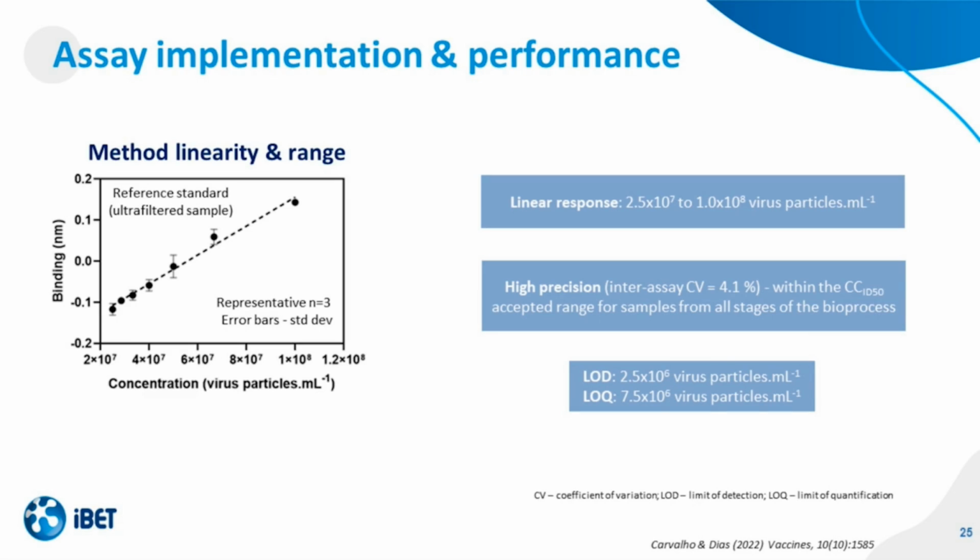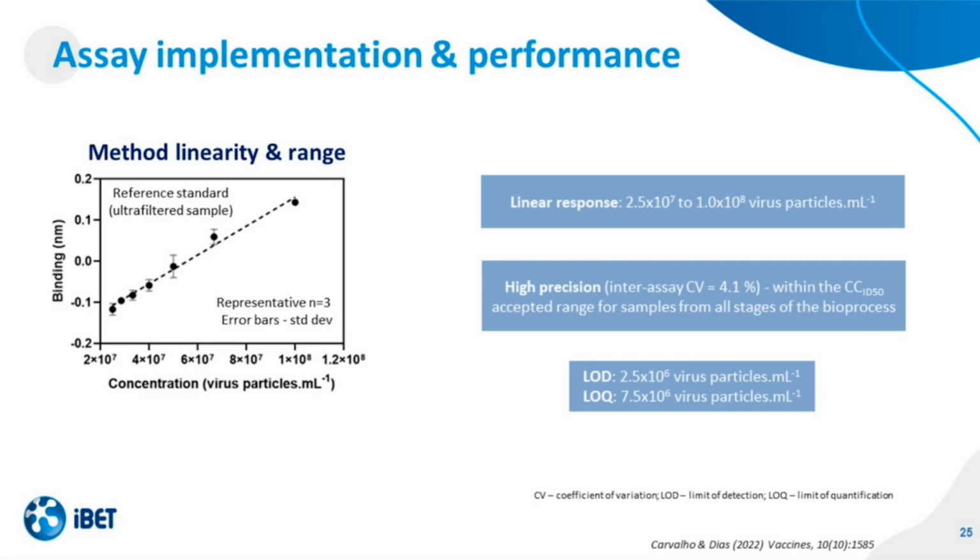We used our reference standard, which was a sample from the bioprocess that was previously quantified by the CCID50 method, to establish a calibration curve. And the assay presented a linear response range within 2.5 x 10^7 to 1 x 10^8 particles per ml for the range of concentrations that we evaluated. And the limits of detection and quantification calculated were 2.5 x 10^6 and 7.5 x 10^6 particles per ml.